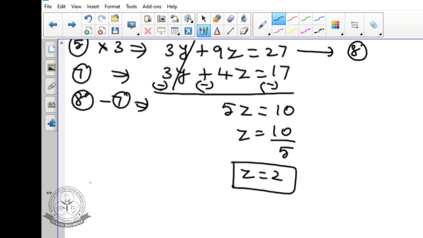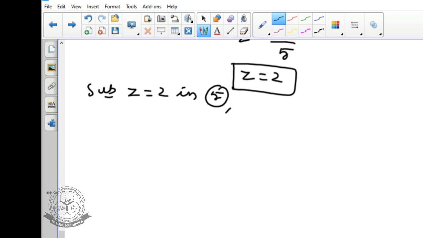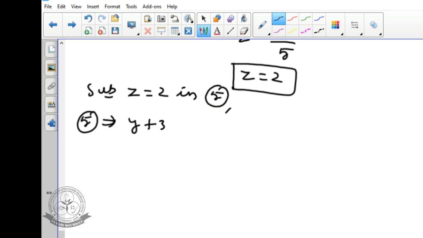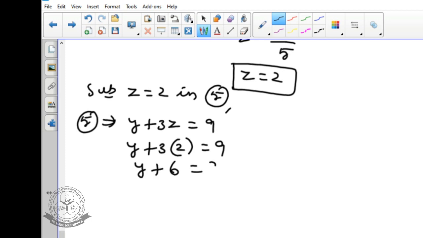Substitute z equal to 2 in equation 5. Our equation 5 is y plus 3z equal to 9. So y plus 3 into 2 equal to 9. y plus 6 equal to 9. y equal to 9 minus 6. So y equal to 3.